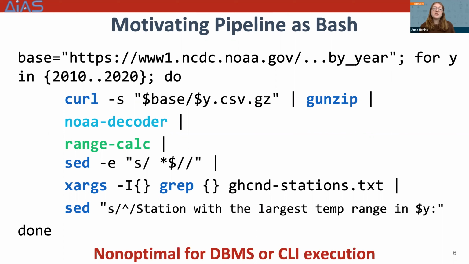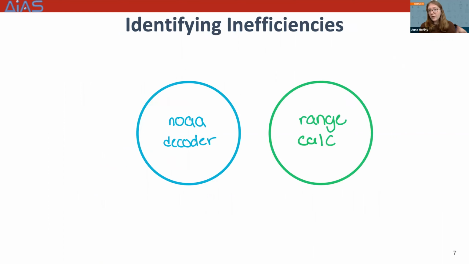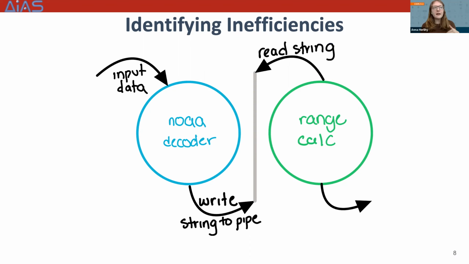And then there are missed optimizations in pipeline form as well, since there's almost no parallelization or cross-operator optimizations happening. So I'll show you what I mean about cross-operator optimizations. We have this NOAA decoder as the producer and range calc as the consumer. What it does is it gets some data, does some calculation, and then writes the value to a pipe or any kind of communication channel between two operators. And then on the other side, it reads that data and continues on.